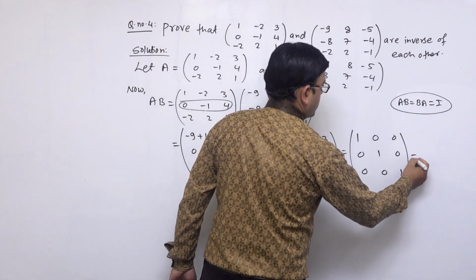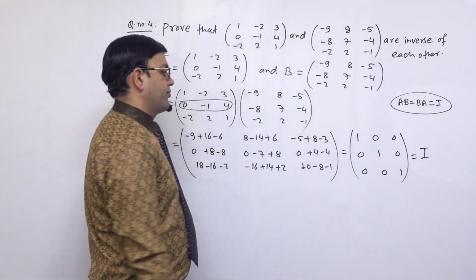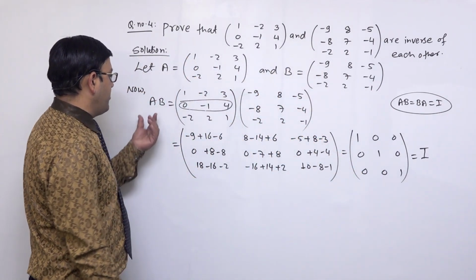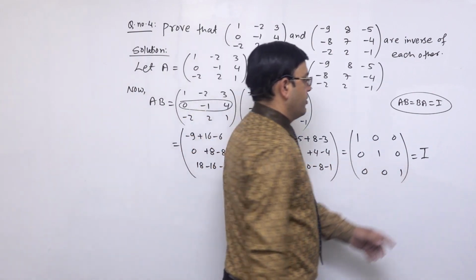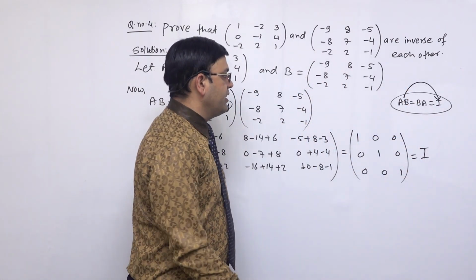So this is equal to the identity matrix. This is I. So AB is equal to I. Students, look here, AB is equal to I. Now we have to find BA.